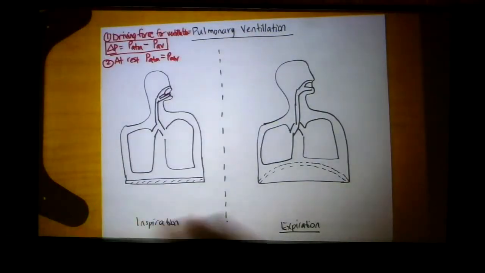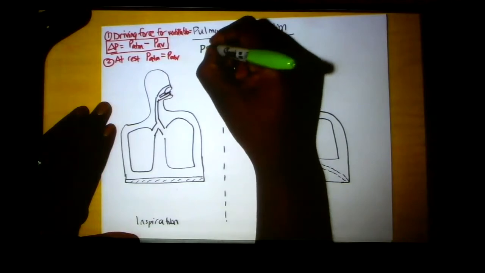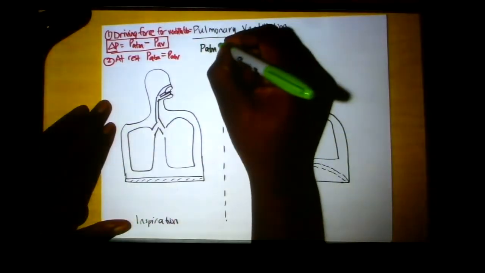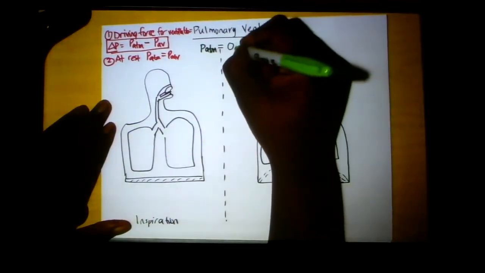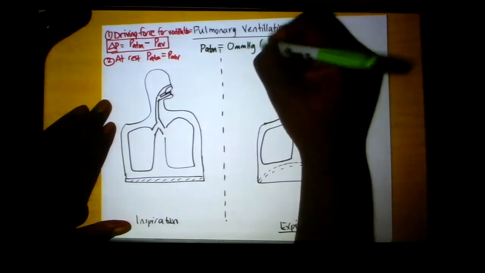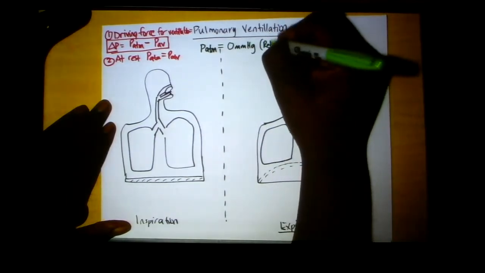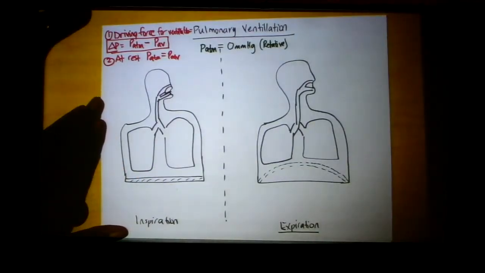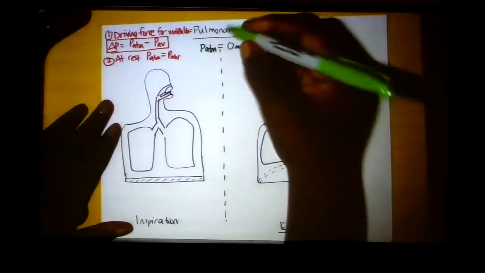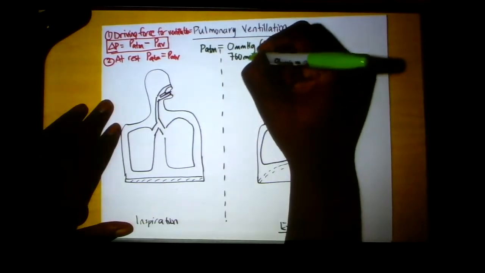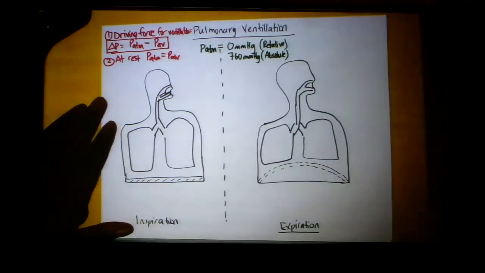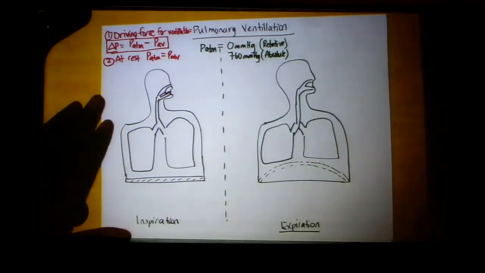So let's start with our first pressure. We know the first pressure is the atmospheric pressure. This is out in the air that we're breathing. We cannot manipulate this pressure. What we can manipulate are our internal lung pressures, okay? So this is equal to 0, and that is the relative value. Then what did we say that was at sea level? Yep, 760 millimeters of mercury. And that was the absolute value. Okay, so that's our first variable, the atmospheric pressure.